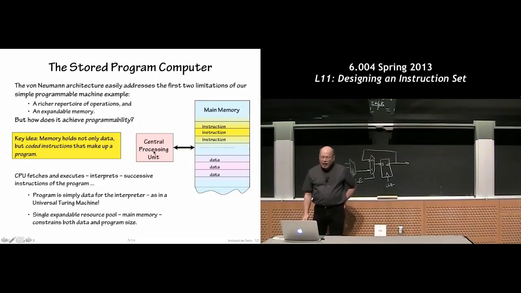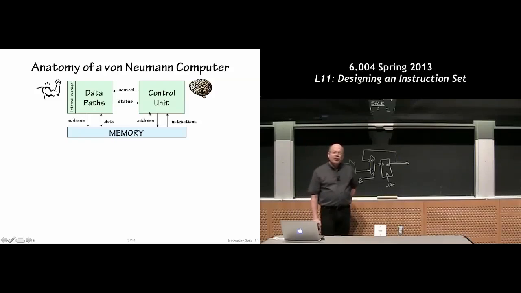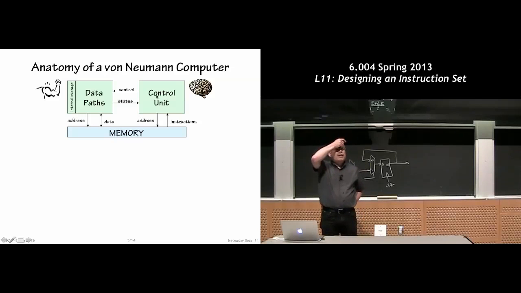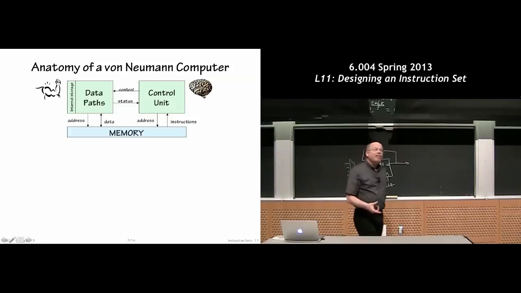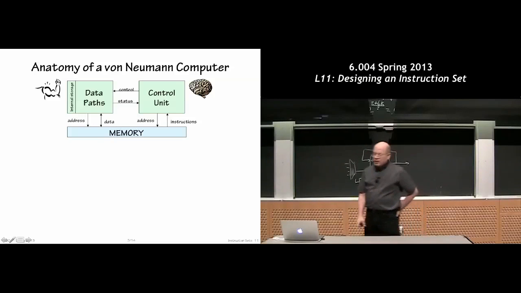Okay. So we have a single expandable memory pool for both data and instructions. Here's a slightly more sophisticated picture. This is the CPU that I've broken apart into the data path and the control unit. I like to think of those as sort of the brains and the brawn. So the control unit is the thing that's supplying all the direction. It figures out what to do. And the data path is the thing that's actually in charge of manipulating the numeric values and updating scratch pad registers and things like that.